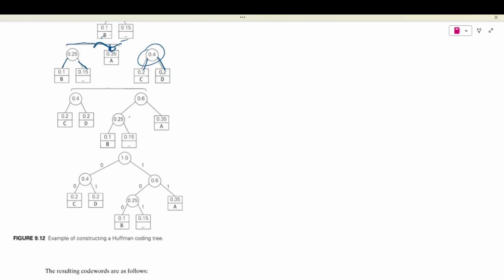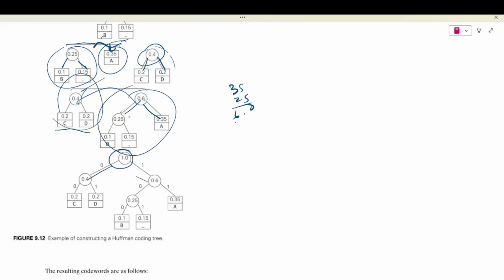Next, if you add these both, you will get 0.6, right? 0.35 and 0.25, you will be adding it as 0.6. If you add 0.25 and 0.35, that is 0.6, and you will be splitting it like this. Next, the minimum will come to the left, that is 0.4, that is C and D. Again, you will be adding this, 0.6 and 0.4, it is 1, and again it is 0.4 this part, and this part you will be writing in the right part.